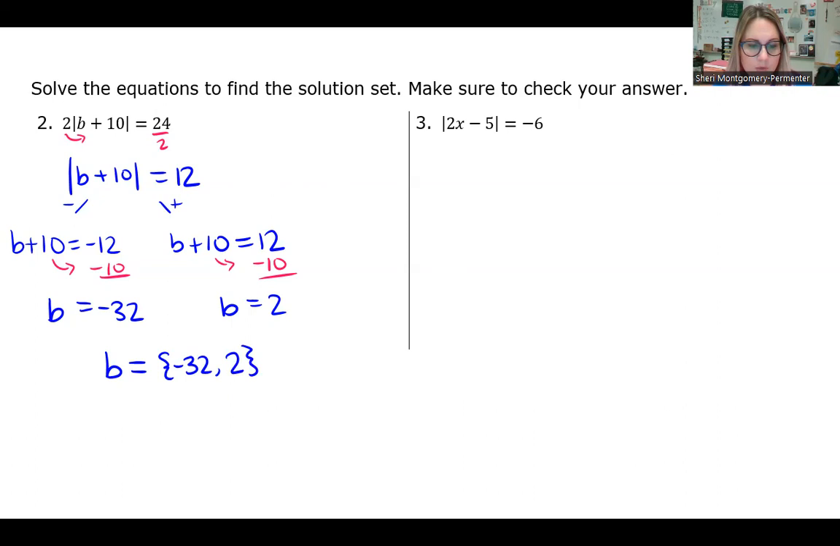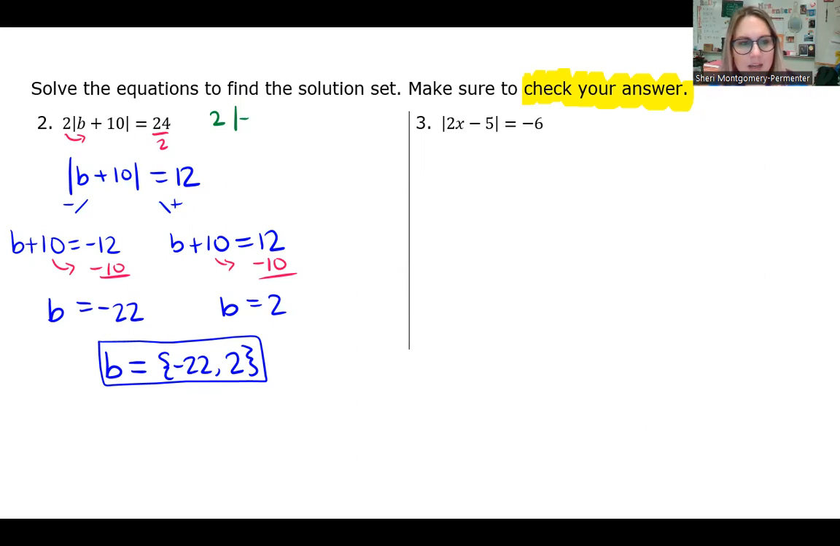The one thing that we don't want to forget is that we check our answer. To check our answer, what we can do is we can write it down. 2, and then the absolute value of negative. That's a really good point. It is 22. Because it's the end of the day and I'm tired. Yes, yes, yes. So we're going to plug it in. Thank you guys for stopping me. You guys have a calculator, please use it.